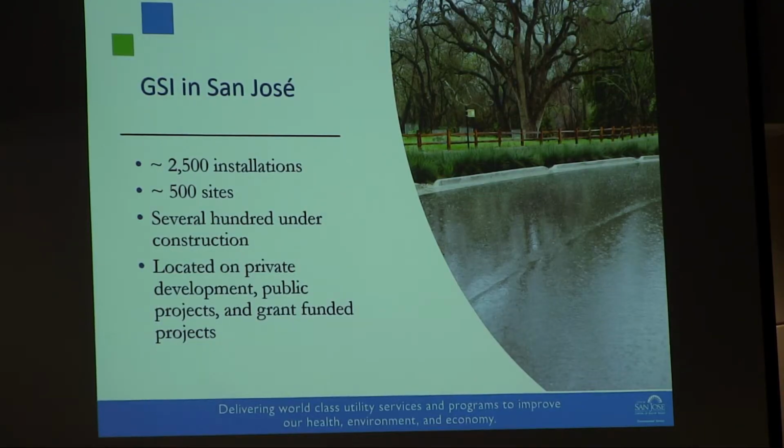In San Jose, there's currently about 2,500 GSI installations, spread out at about 500 different sites throughout the city. Soon, we're going to have over 3,000. There are hundreds of projects currently under construction that have GSI. So our workload as the regulator for those GSI is growing exponentially. And these are located on private development sites, public projects, and the city has grant-funded projects as well that we're building for green streets, stuff like that.